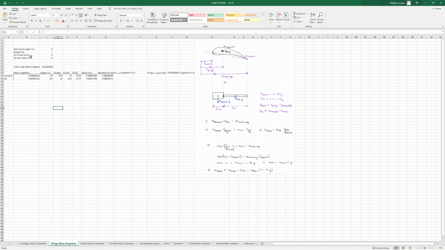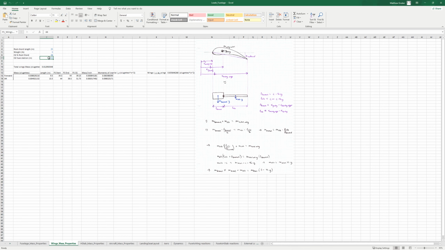Those are defined by just these 4 numbers here: the root chord length, the weight of the wings, the CG percent root chord, which would be, so if the CG is at 30% chord, then the CG is along the length of the chord, it's 30% of that. And this is the fuse station of where the CG is of the wing when it's attached to the fuselage.